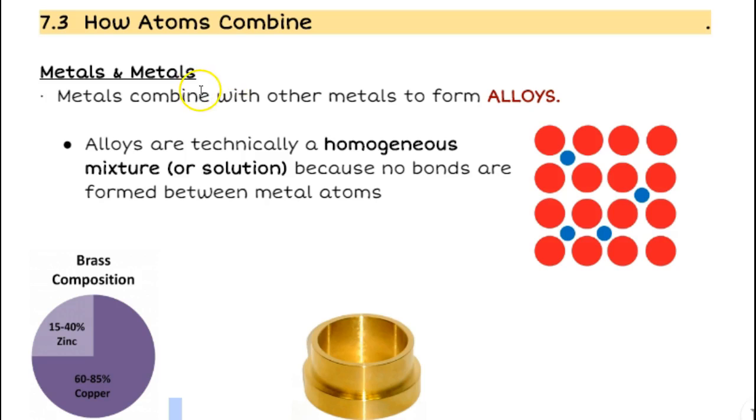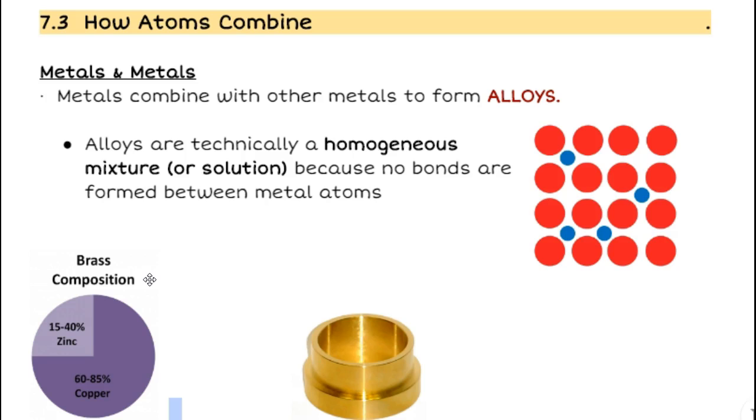Well, we did touch on this earlier on in the unit, but metals will combine with other metals to form something that we call an alloy. And it's really not a new compound because technically no bonds are going to be formed between the different metal atoms. A good example of this is brass, or steel actually.